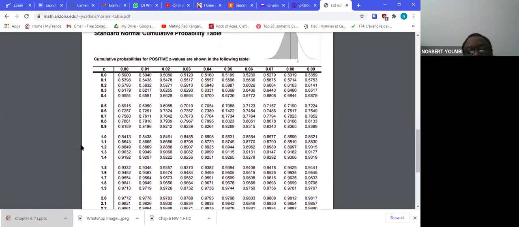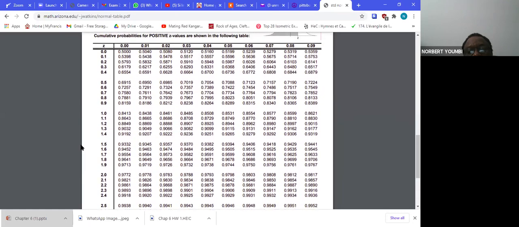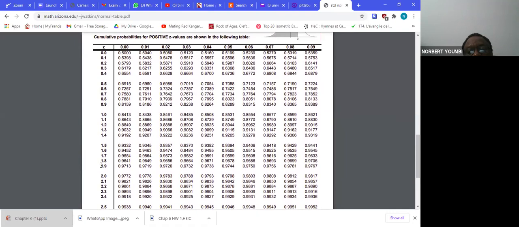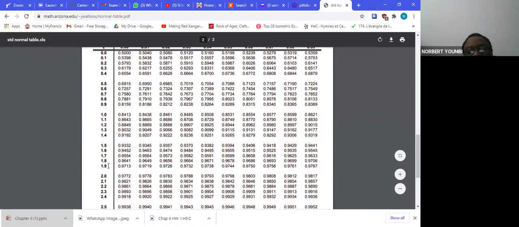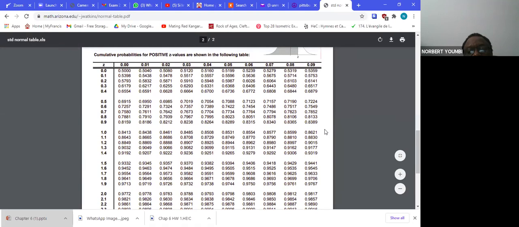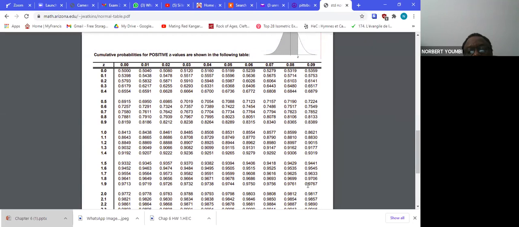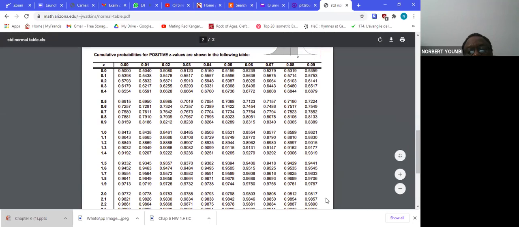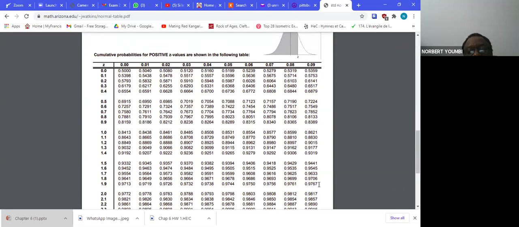Because 1.99 is a positive value, we will go to the positive table. On this table, we are given the area to the left of each standard value that we have. The value is represented by the first decimal, and the second decimal is at the upper part of the table here. For 1.99, we will take 1.9 and then 0.09 up here, and we get 0.9767. 0.9767 is the probability that Z is less than 1.99. We can use the table.